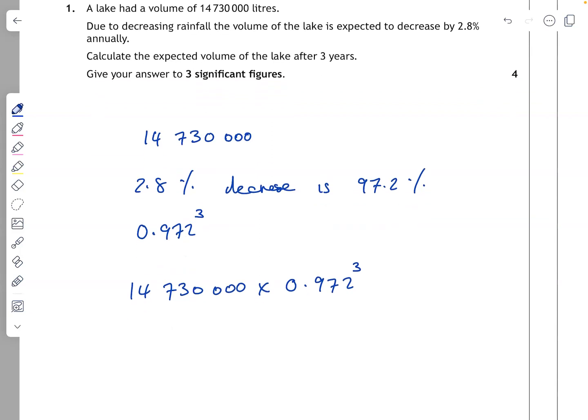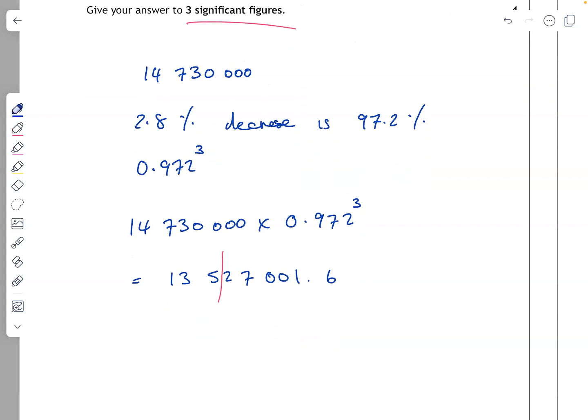And when you put this in your calculator, it's going to be 13,527,001.6. And we're wanting to round this to 3 sig figs. So I'm going to draw a line after my 3 significant figures. And I can see that the 4th significant figure, the 2, is lower than 5. So this is going to be 1, 3, 5, and all of the others go to 0. And we don't need the decimal place. So this is 13,500,000 litres to 3 significant figures.